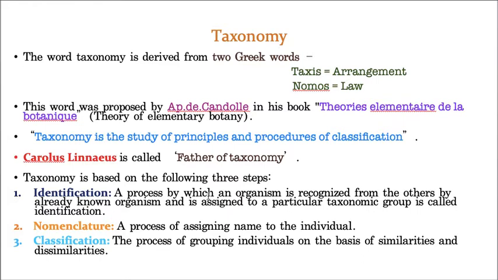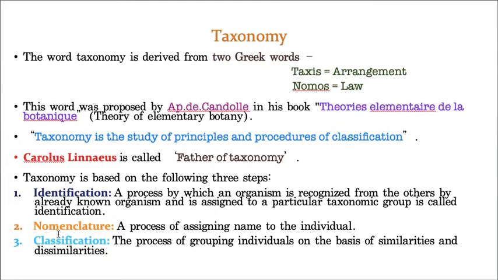That means when you find a new organism, you start comparing it with already existing organism groups, see which group it resembles, and place it in that particular group. That is called identification. Now the second step is nomenclature. Now you have to give a name to this identified organism, and this procedure of giving a name to that particular organism is called nomenclature.